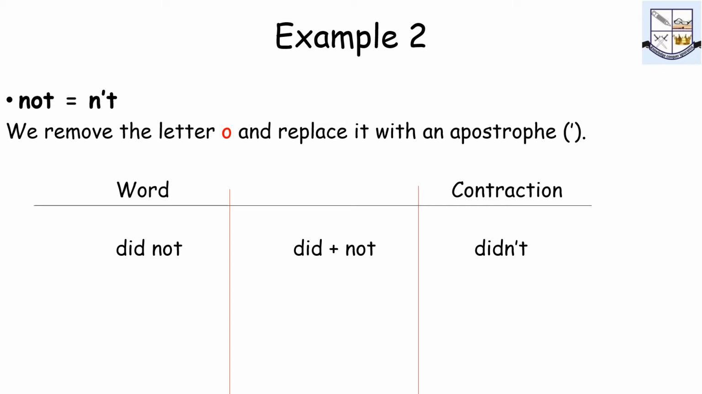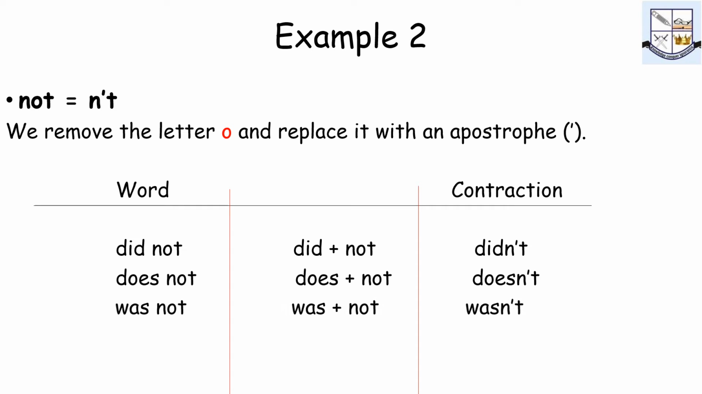Did not. The contraction for did not is didn't. Does not. The contraction for does not is doesn't. Was not. The contraction for was not is wasn't. Is not. The contraction for is not is isn't.